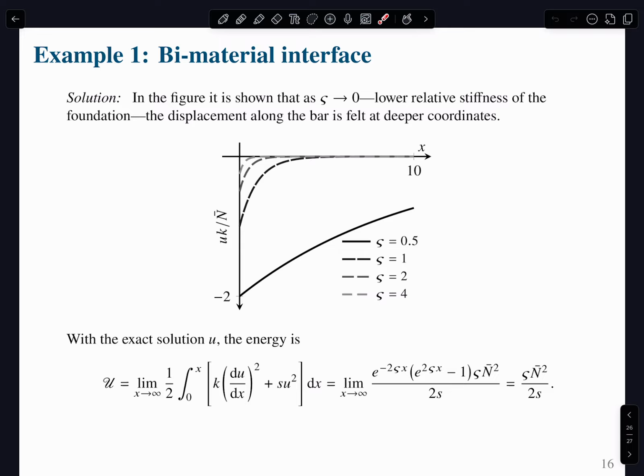So in other words, as the lateral stiffness is smaller and smaller, it is as if whatever you're applying at the beginning of the bar is felt at deeper and deeper coordinates. It makes a lot of sense, right? If you have something very stiff, the resistive force to equilibrate N should be obtained within a certain length. But as we reduce that, we need more and more length to equilibrate the load. So in a way, we actually feel a larger displacement at deeper ends of the bar.